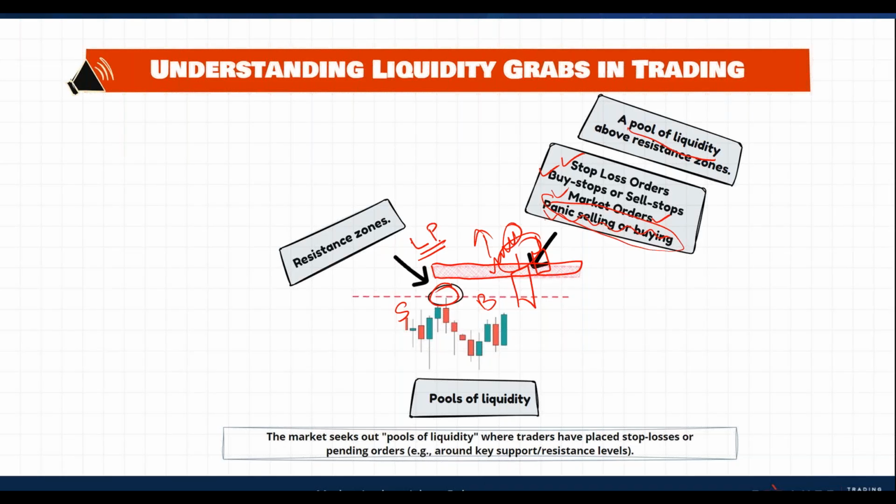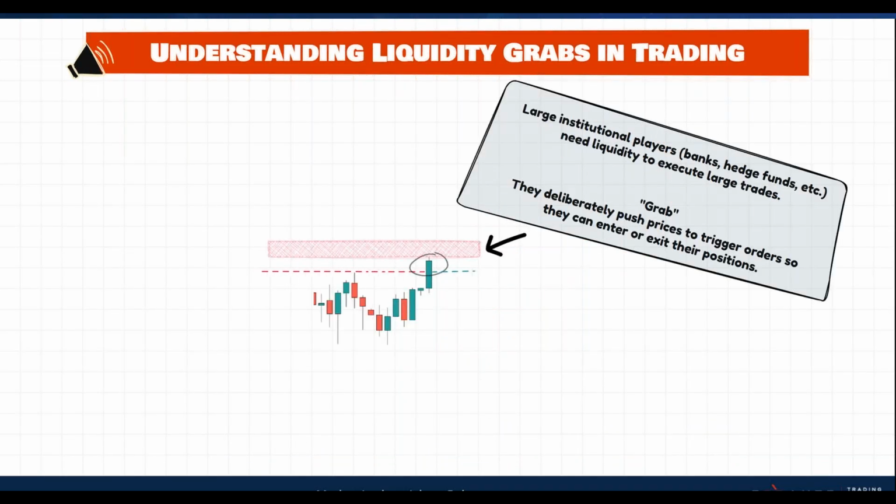I hope I've explained very well. Anyways, if you have any questions, you can ask me. Now comes the main part. Large institution players. Who are these? These are banks, these are hedge funds, and they need liquidity. Keep this in mind. They need liquidity to execute large orders.